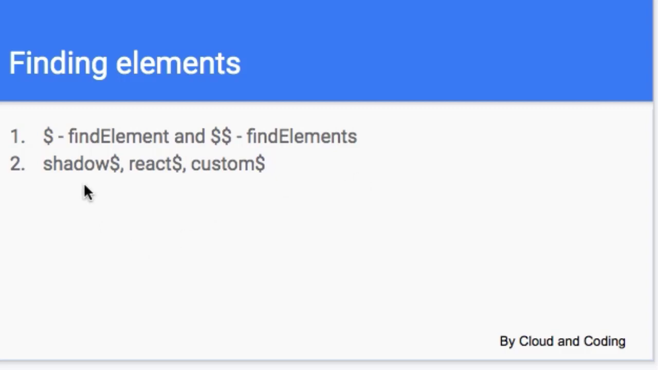We are not going to see the shadow, react, and custom ways of finding the elements, because react dollar is basically used to find the components or the elements in a React application. We are not testing a React application in this video series, so I'm not going to use that one, and I'm not going to use the shadow dollar either. In most situations, dollar and double dollar should be sufficient to find the elements in the web page. We have already seen the dollar syntax to find the element. We will see what this double dollar is in this particular lecture.